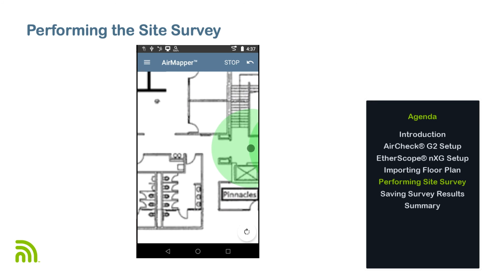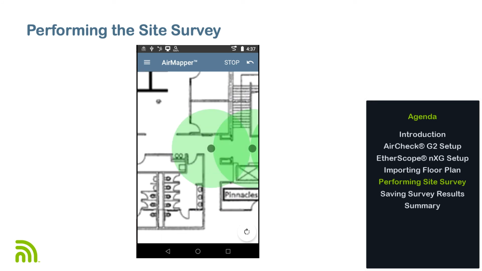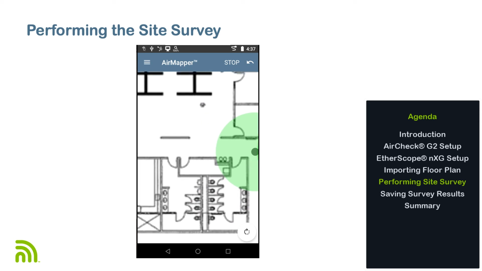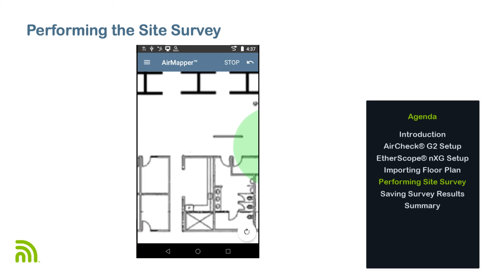Once the circle turns green, I move to the next location. Notice that the size of the circle will be determined by the signal propagation information that was provided. Also, the time spent waiting before tapping on the screen is used to allow the unit to scan through all the desired channels, and will depend on the number of channels scanned and the channel scan time. I will repeat this process until the survey is complete.